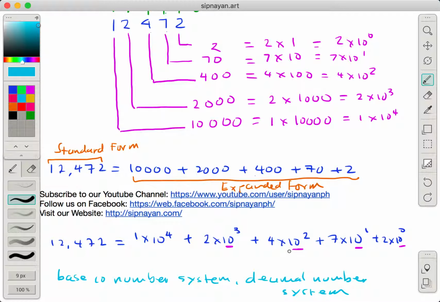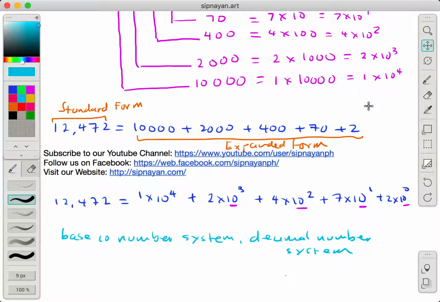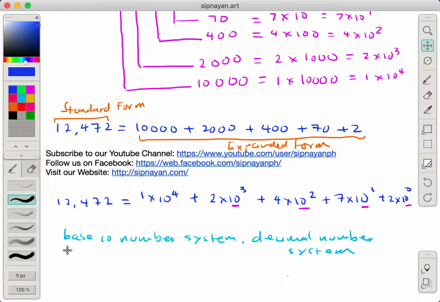Pag nag-aaral kayo ng higher math, makikita nyo may iba pa palang number system. Merong octal, merong binary. Yung binary is ginagamit natin sa computer, 1 and 0 lang siya. So, just a brief, medyo advanced ito, but yung binary uses 0 and 1. Yung binary number system, only 2 digits, 1 and saka 0. Tapos, base 2 naman siya.